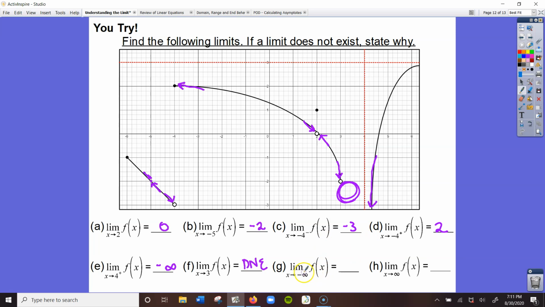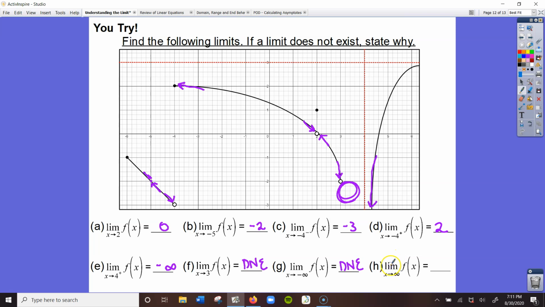Moving on to the limit as x is approaching negative infinity. So we're going towards the left side of the graph, and we see that here on the very left, the last part of my function seems to be a point. So this function does not go on forever to the left. This must mean that there is actually no limit because it's bounded. So therefore, this does not have any value. So this would be does not exist.